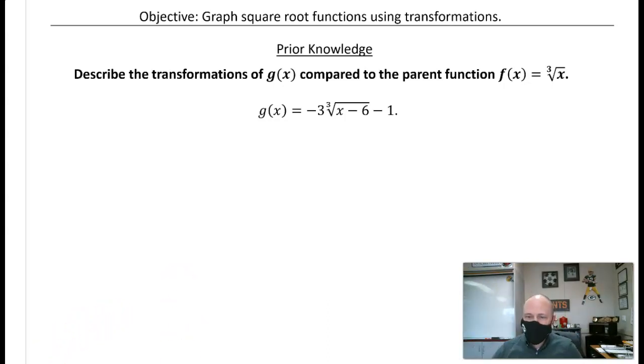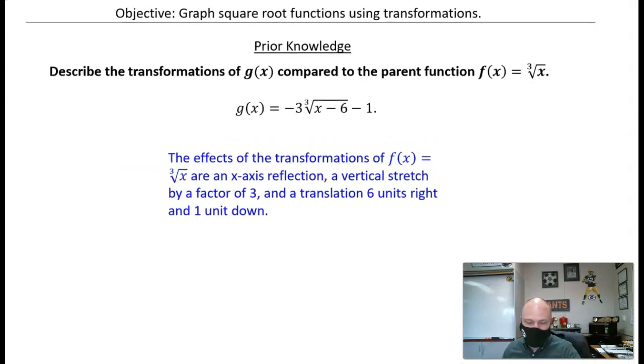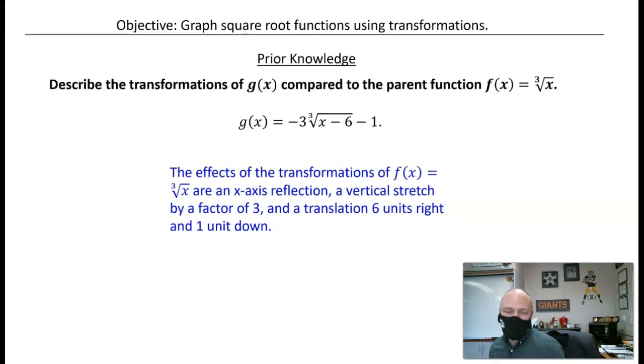All right, hopefully you had a chance to go ahead and identify a, h, and k and the effects. This graph we're going to stretch by a factor of 3, have an x-axis reflection. We're going to the right 6. Remember that your h value is always opposite, and our k value we are going down 1.